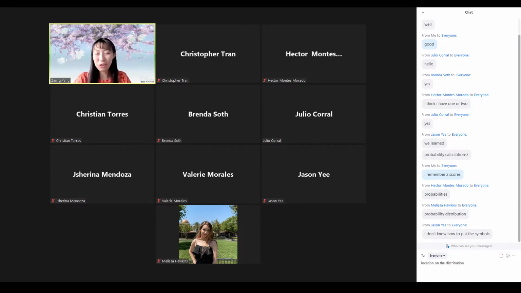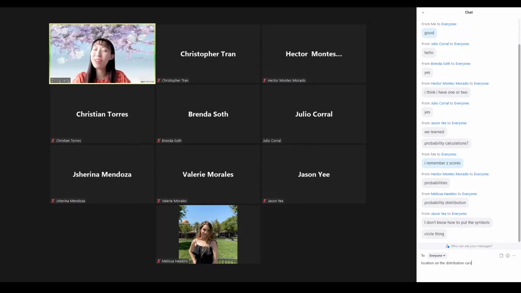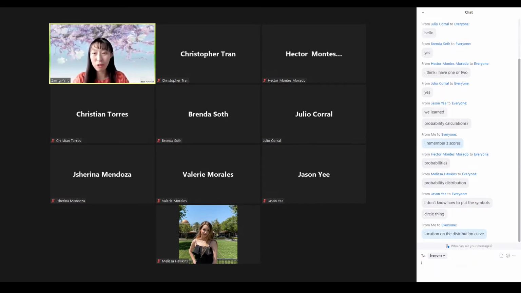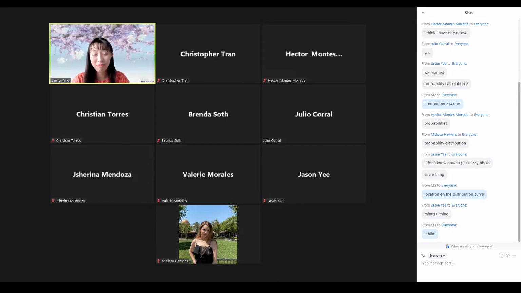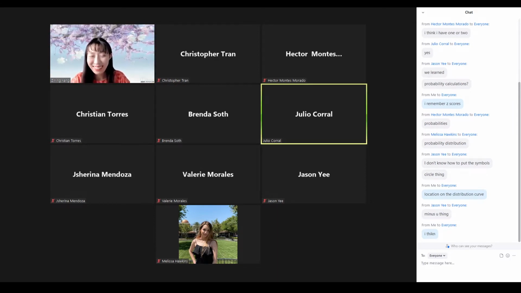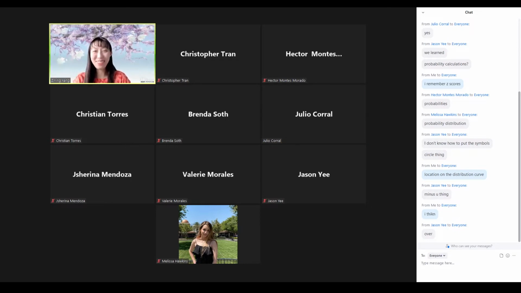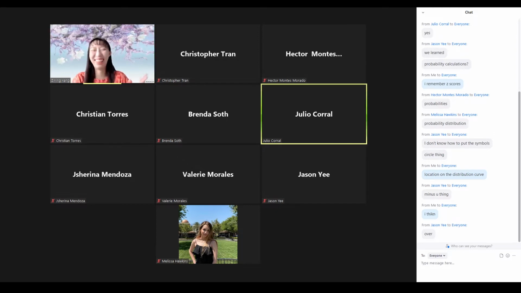No, don't worry about the symbols. You can just unmute yourself or type. Is it the variable minus the mean divided by the standard deviation? Yes, very nice. You got it. You better get it on the homework.